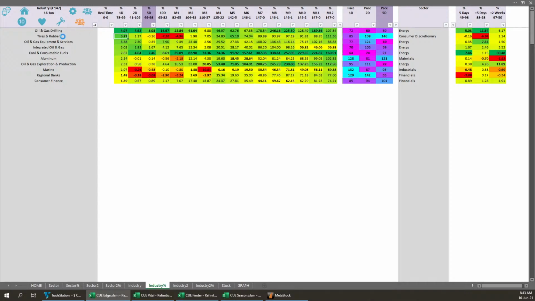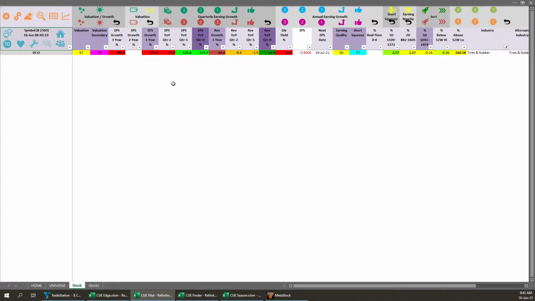I am positioning my cursor anywhere on the industry, clicking the orange button. I have only one stock, GT. And here I have attractive fundamentals. Medium valuation, that's fine. It has high earnings growth, so it is a 1-star candidate. Has a short squeeze potential, went up by 3.7%, almost 3.8. Let's look at this chart.